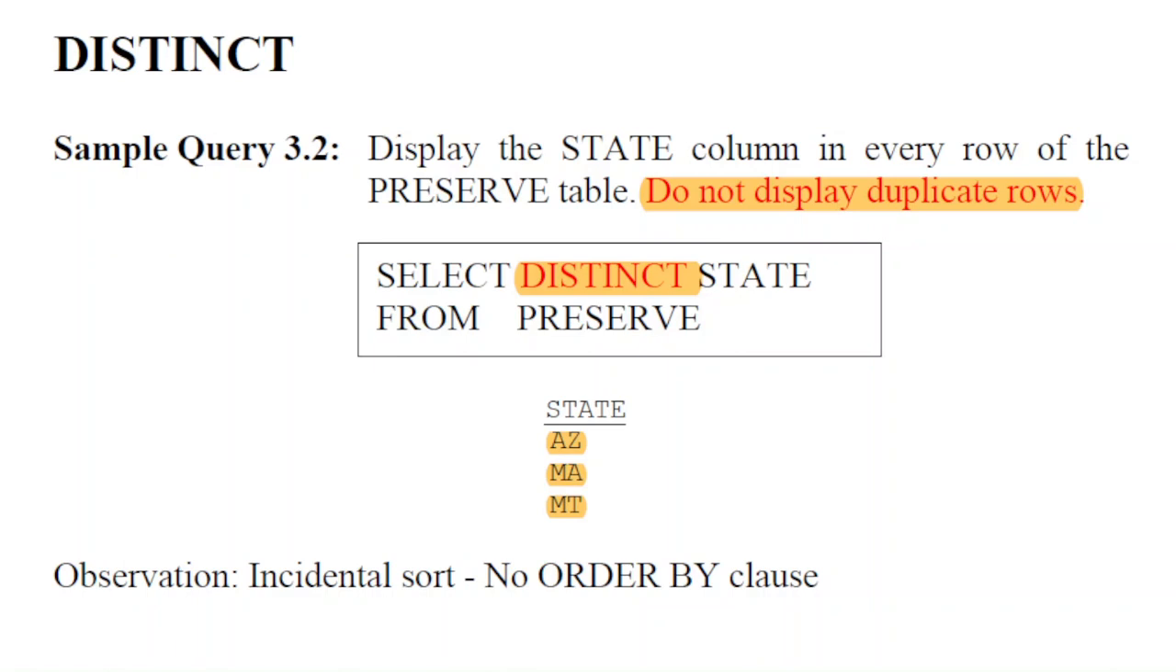However, I bring to your attention, you have an incidental sort here. We have no order by clause in this select statement, but the rows appear to be sorted, and that will happen quite frequently. If you want to know why that happens, read the appendix at the end of this chapter. Otherwise, if it happens, so what?